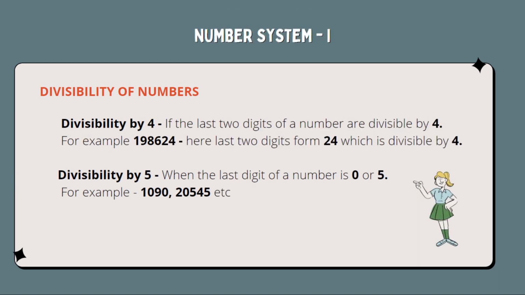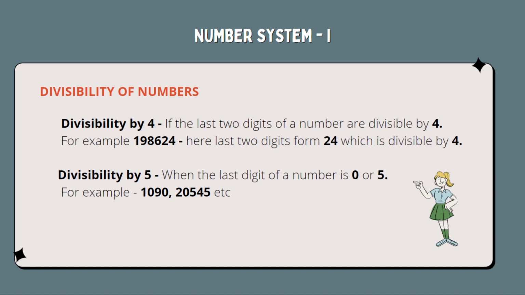Divisibility by 4. If the last two digits of a number are divisible by 4, then that number is divisible by 4. Here I have taken a 6-digit number, 1,98,624. And it is asking whether the number is divisible by 4 or not. So what are the last two digits? It's 24, and we know 24 is divisible by 4.